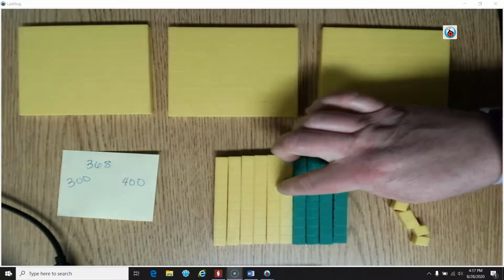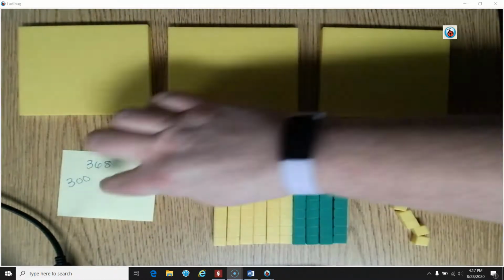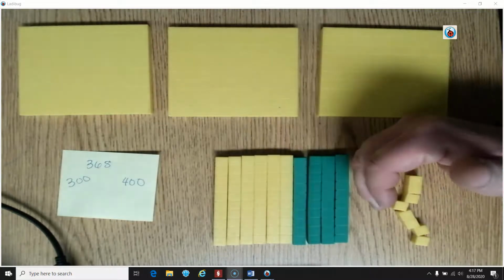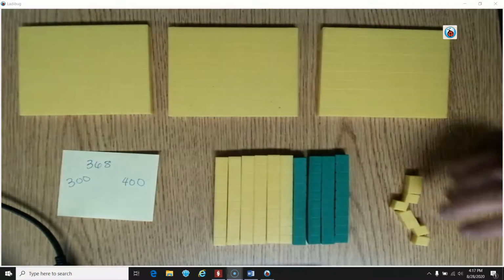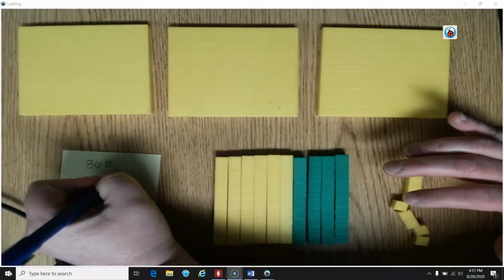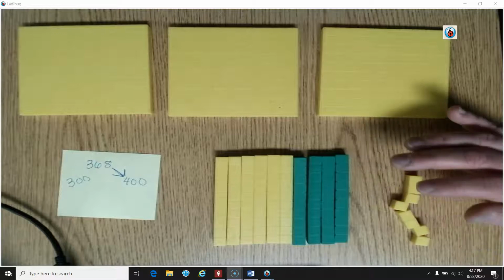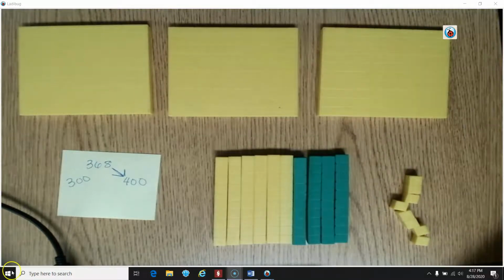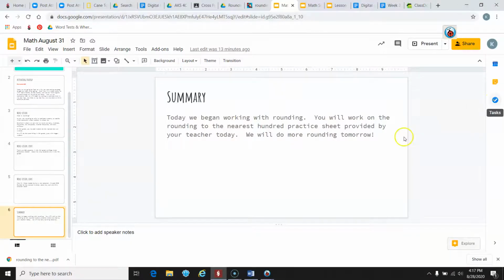Whereas I would have to take 6 tens away to get closer, or to get back to 300. So this is a shorter distance. Going up to the next 100 is a shorter distance than going down to the previous 100. So 368 rounded to the nearest 100 is 400. Okay, let's look at one more example before you are able to go do some practice.